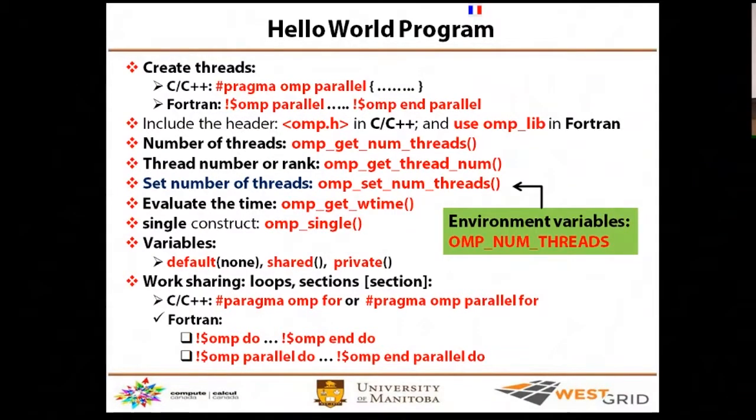To introduce loops and sections, you need pragma omp for in C, and omp do, omp end do in Fortran. Now, if you have pragma omp parallel followed directly by pragma omp for, with no instruction between them, you can combine both into one single line, pragma omp parallel for. And it's the same for Fortran.